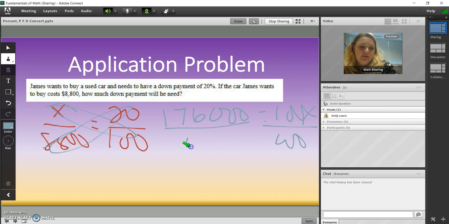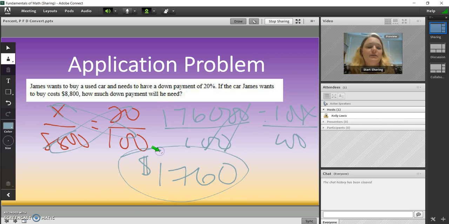So let's then divide on both sides. So 1760 is 20%. Okay, or if you wanted, 20% is 0.2, and if you were on a calculator, you could do 0.2 times 8800. You still get 1760 is 20%.